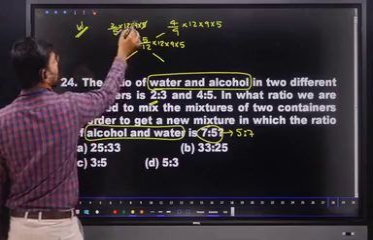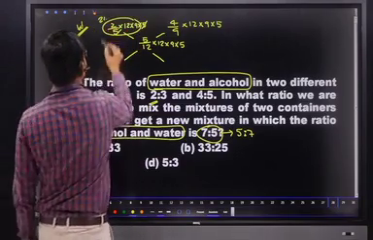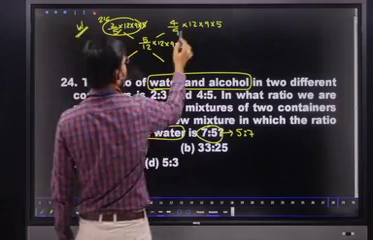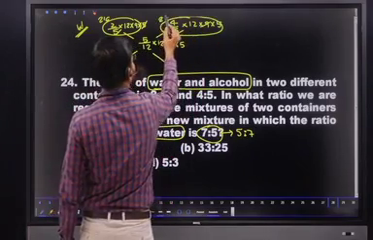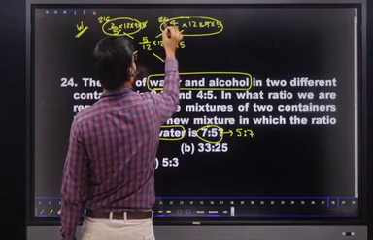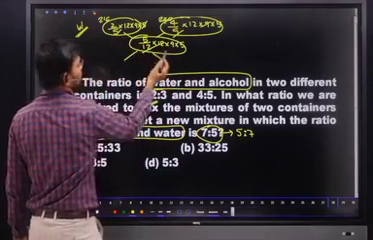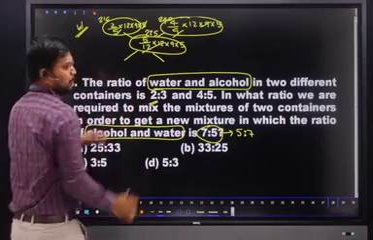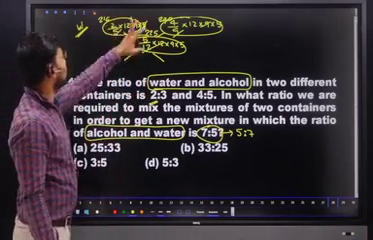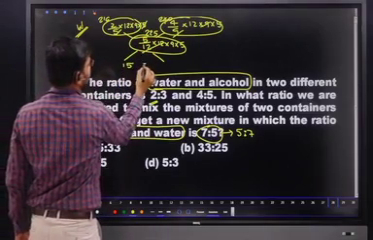5 gets cancelled. 12 nines are 108, 108 twos are 216. 9 gets cancelled. 12 fives are 60, 60 fours are 240. 12 gets cancelled. 5 fives are 25, 25 nines are 225. Now 225 is in between 240 and 216. The difference is how much? 15. The other difference is how much? 9.